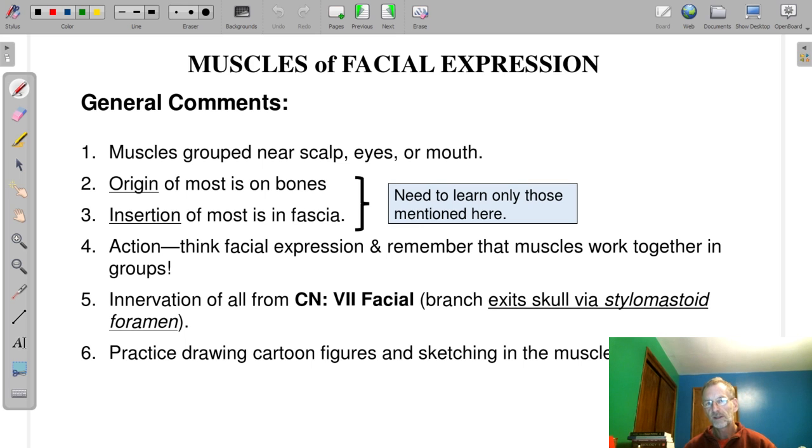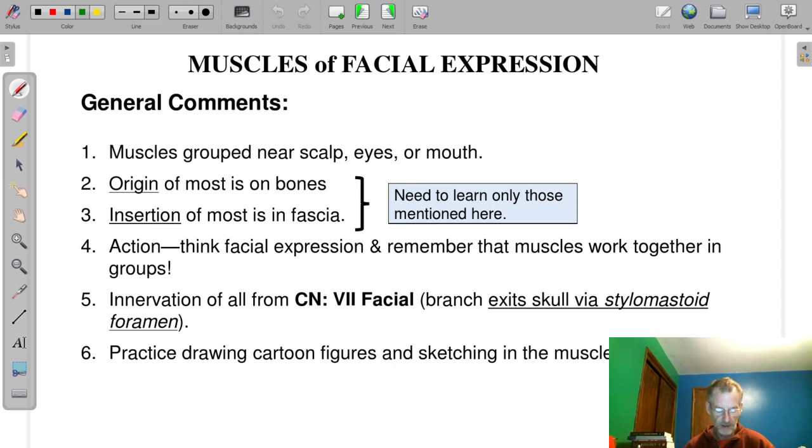All of these muscles are innervated by the facial nerve. And the major branch that does this exits via the stylomastoid foramen, which hopefully you could all put a little pointer on if I gave you a skull. It's between the mastoid process and the styloid process.